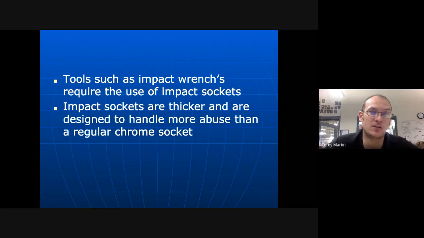And you have to understand that using chrome sockets or using an impact on those specialty sockets a lot of times will break them. So that means that you're going to have to be prepared to replace that tool if that happens. Impact sockets are thicker and are designed to take the abuse, but sometimes they just simply can't be used. And that's just one example.